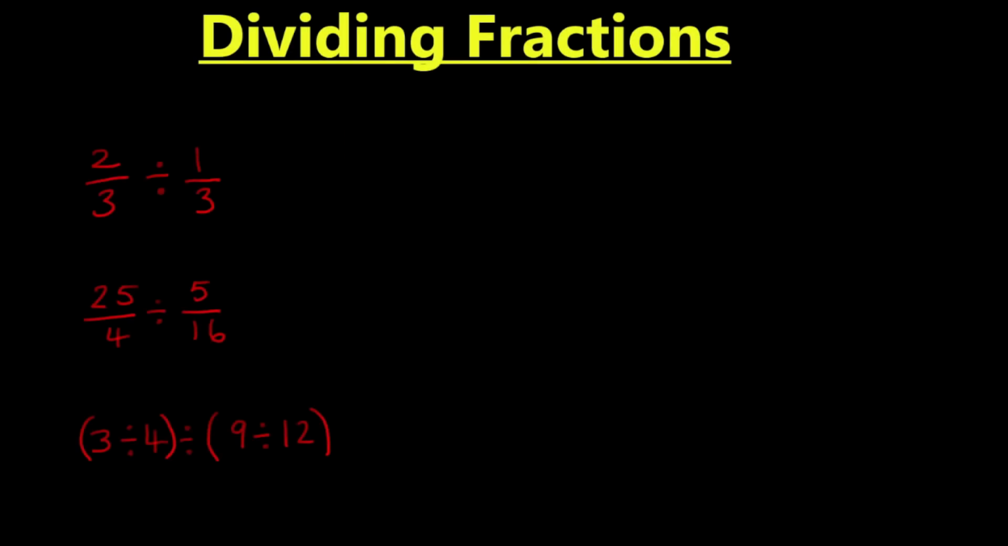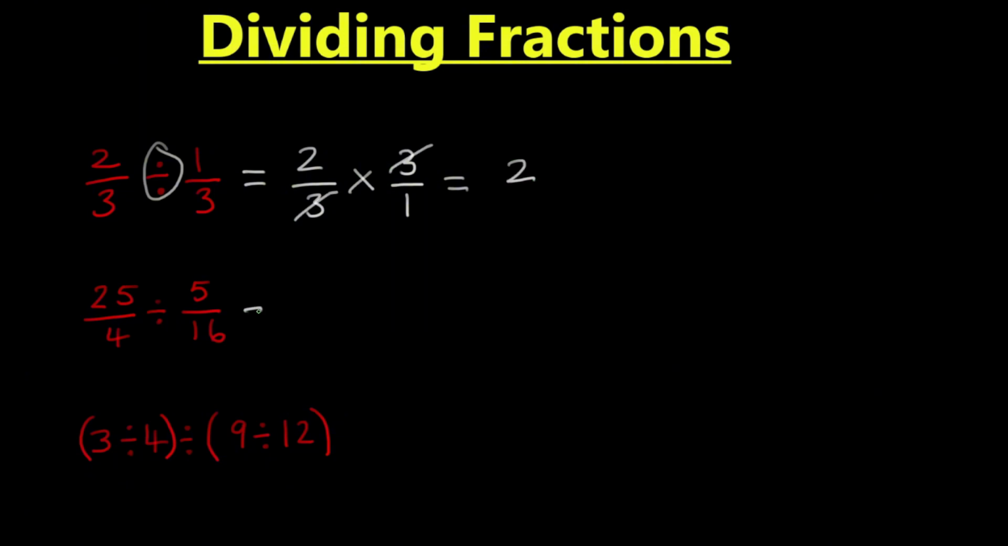So dividing fractions is very similar to multiplying fractions. There's just one extra step. So let's go ahead and do the first question here. All you need to do is take the second fraction and flip it, and then change the division sign into a multiplication sign. So we can cross reduce the 3's here, and then we get a final answer of 2.